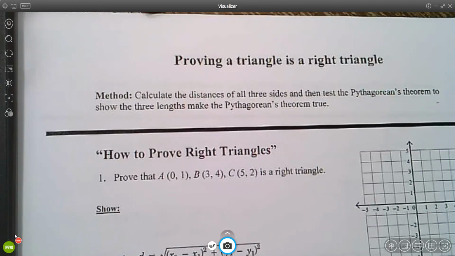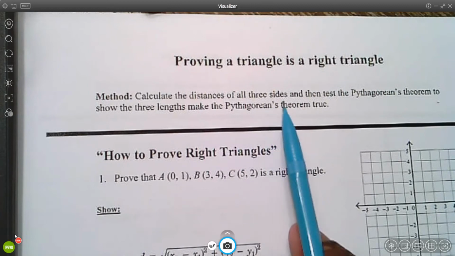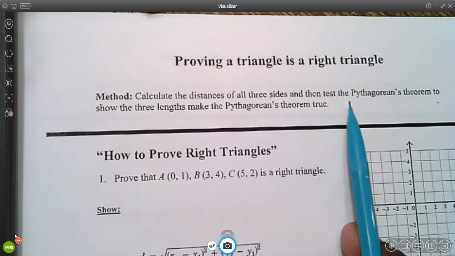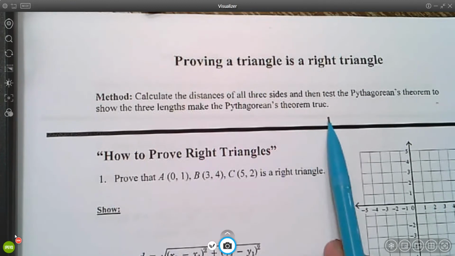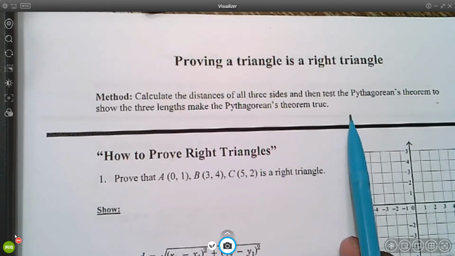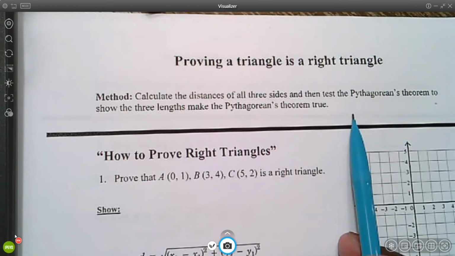This lesson is about proving a triangle is a right triangle. Our method is to calculate the distance of all three sides, then prove that the Pythagorean theorem is true. Or you can see if any pair of sides are opposite reciprocals of each other, forming a right angle.